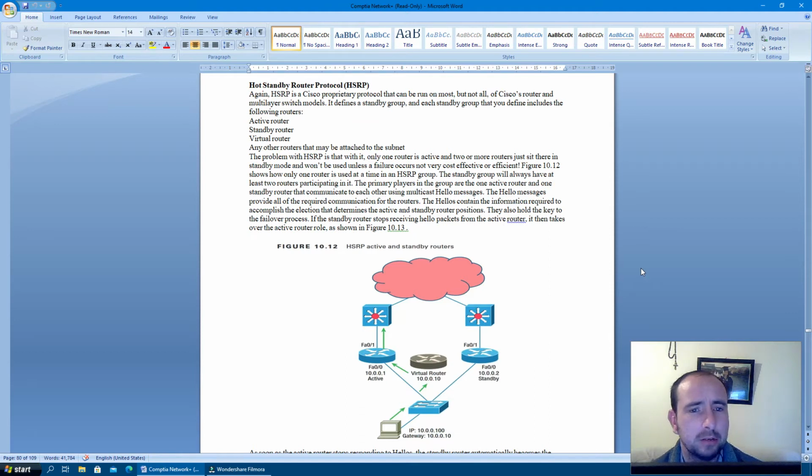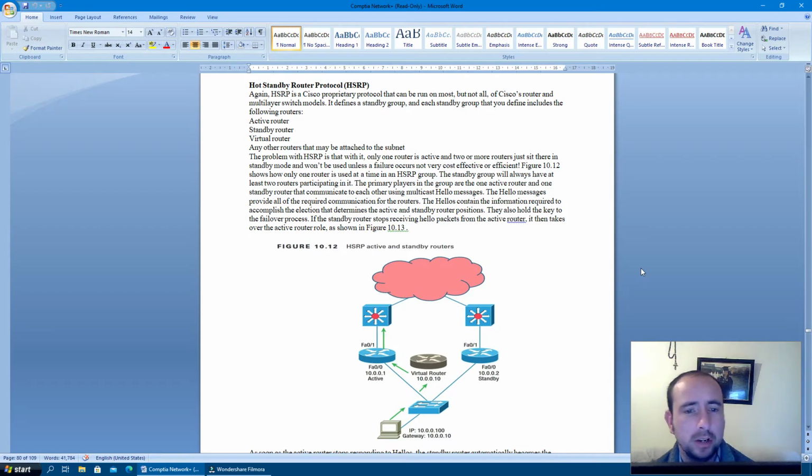Hot Standby Router Protocol, HSRP. Again, HSRP is a Cisco proprietary protocol that can be run on most but not all of Cisco's router and multilayer switch models. It defines a standby group, and each standby group that you define includes the following routers: active router, standby router, virtual router, and the other routers that may be attached to the subnet.